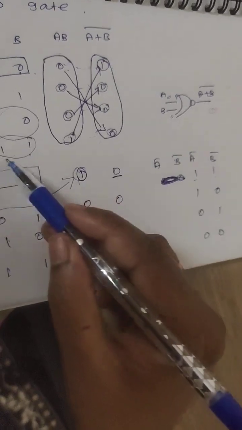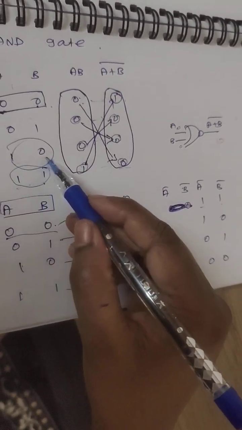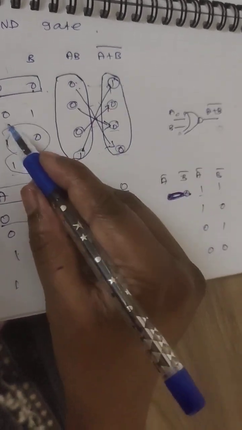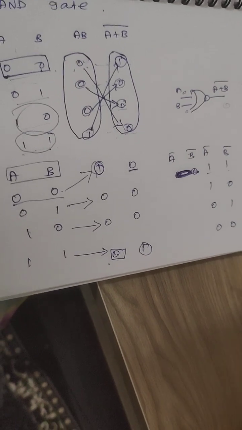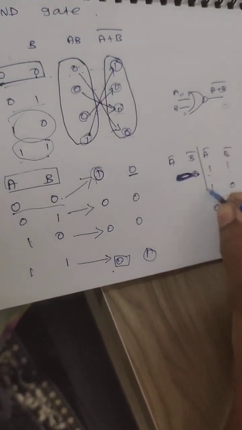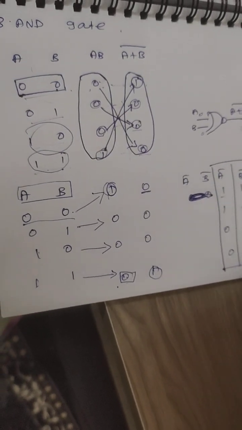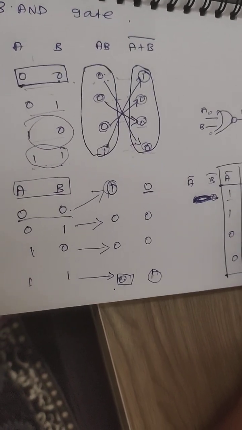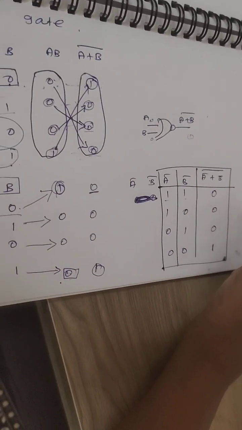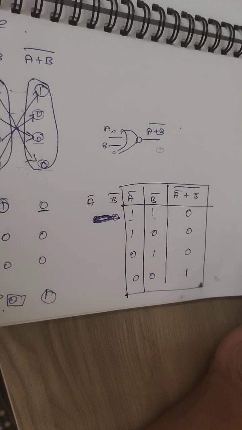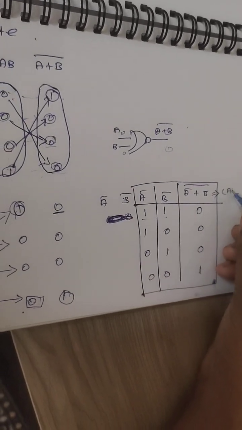If it is 1 1, the NOR gate will give 0. If it is 1 0, it will give 0. If it is 0 1, it will give 0. If it is 0 0, it will give 1. If I give this as an input, my A bar plus B bar the whole bar, that means the NOR gate of that, will give this output. So this will resemble the same as AB.